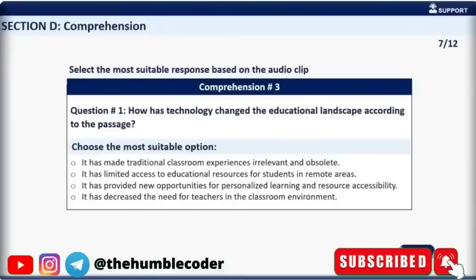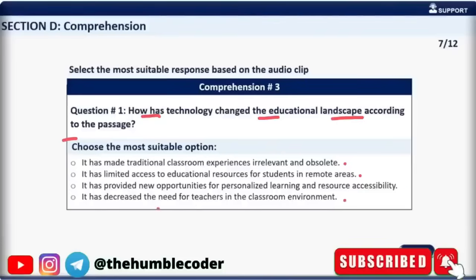Okay, so now let's attempt the questions that we have. The first question is, how has technology changed the educational landscape according to the passage? The options are, it has made traditional classroom experiences irrelevant and obsolete. It has limited access to education resources for students in remote areas. It has provided new opportunities for personalized learning and resource accessibility. It has decreased the need of teachers in classroom environment.